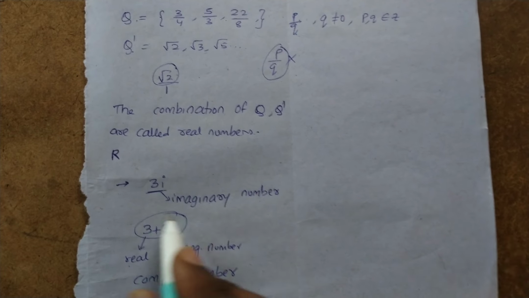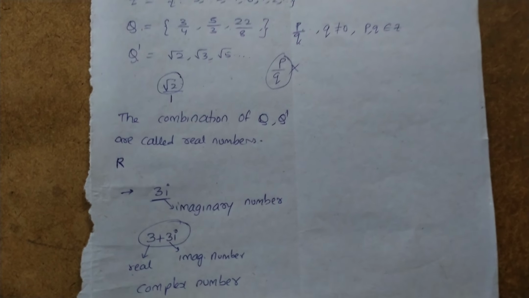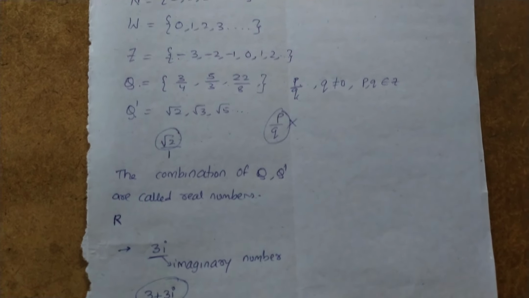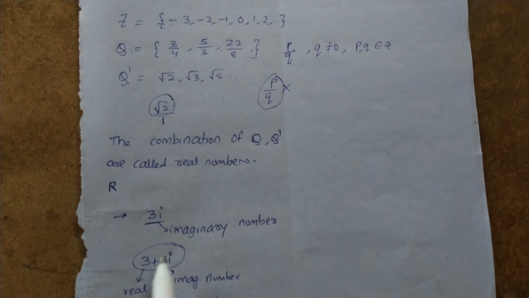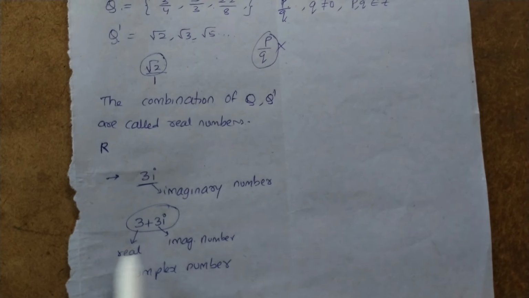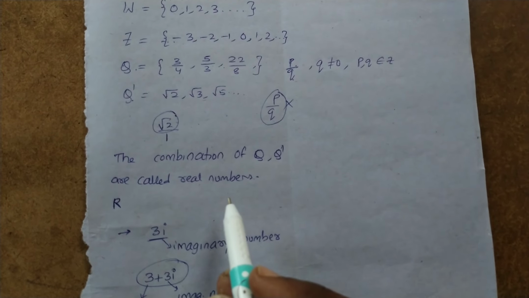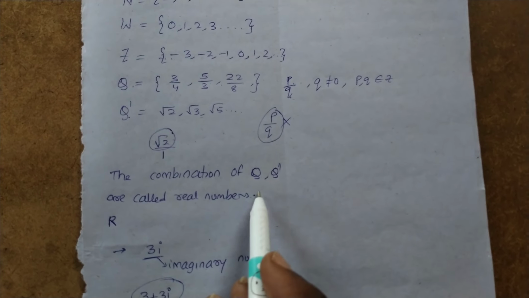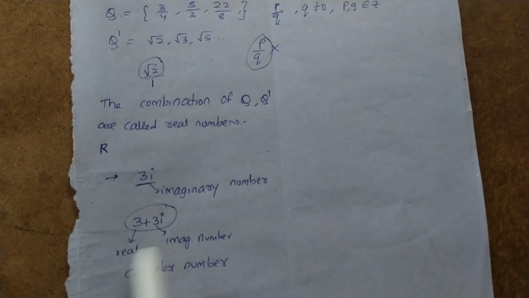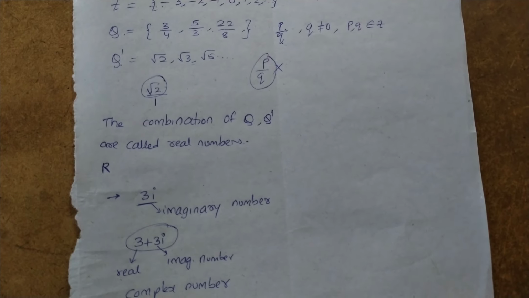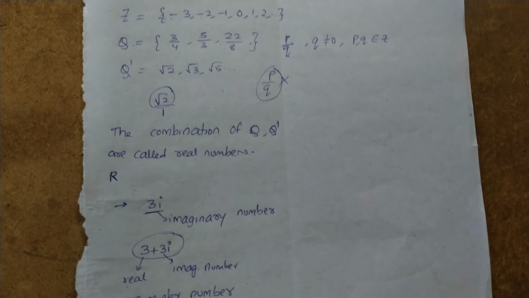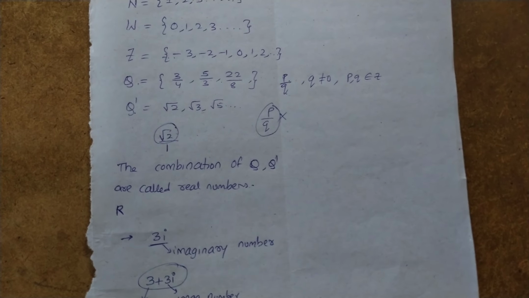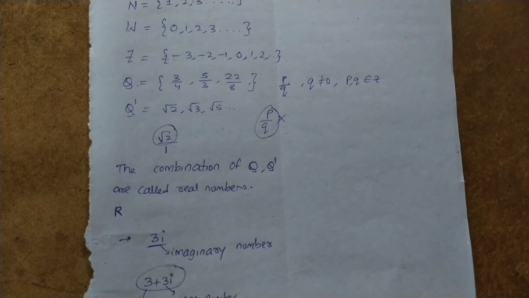But this complex number will not come under real numbers. Why? Because complex numbers contain an imaginary number, which can't be real. In the real world we don't have any imaginary numbers, so complex numbers will not come under real numbers. That's why the definition is only the combination of rational and irrational numbers are called real numbers. Clear? Keep this in mind. This is the small introduction of real numbers. We will move towards the next topic in the next class. Okay, thank you.